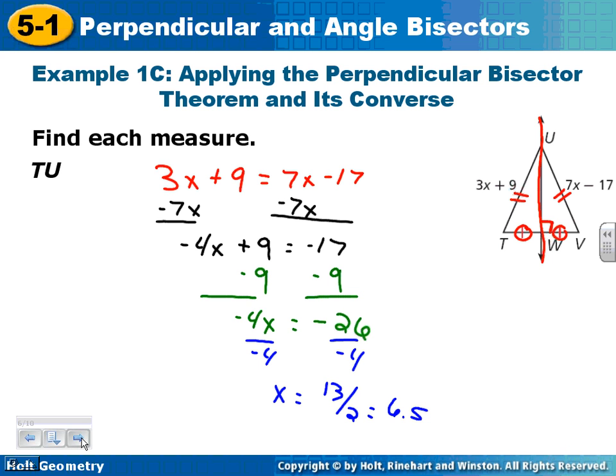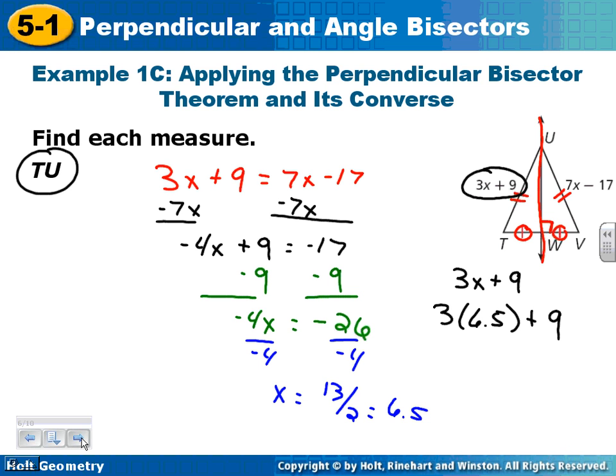But that's not my final answer. I need to find this TU. Well, TU is way over here at 3x plus 9. So when I plug the 6.5 in, it's going to be 3 times 6.5 plus 9. That'd be 19.5 plus 9, which would be 28.5. That would be the length of TU, and that's what they're asking for there.